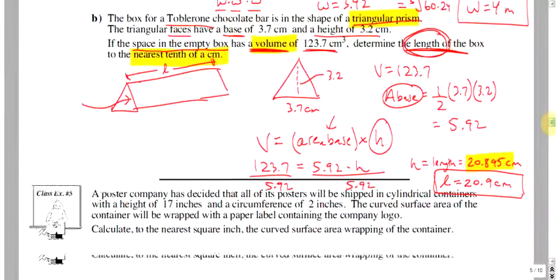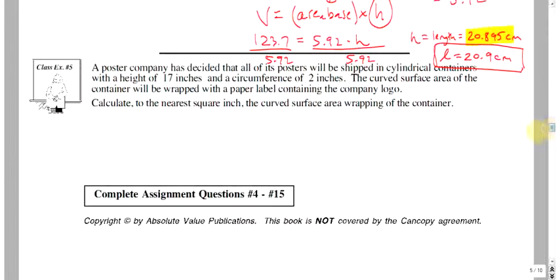Okay, tricky stuff, guys. Like always, don't put it off. Come in and ask me. 2, 6, 10, 12.